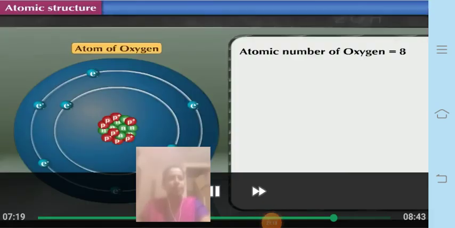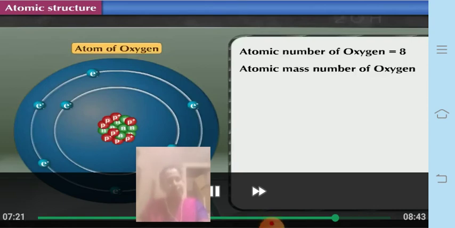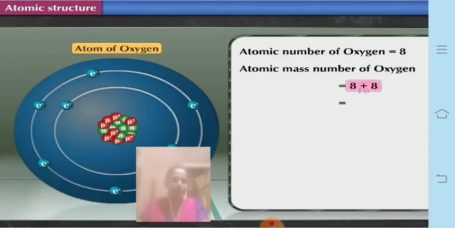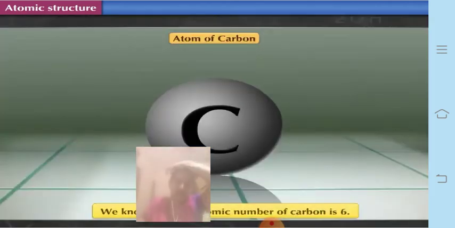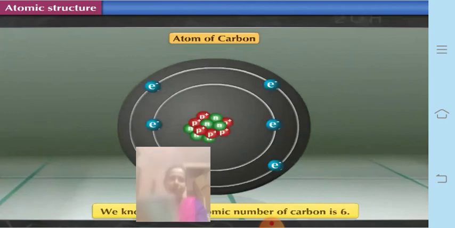So the atomic number of oxygen is 8, and the atomic mass number of oxygen is 8 plus 8, which is equal to 16. Therefore, in conventional symbol we can write oxygen as oxygen-16, with 8 and 16. Fine. Let us take the second example, that is of carbon.